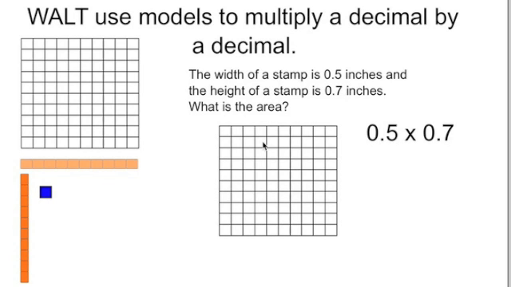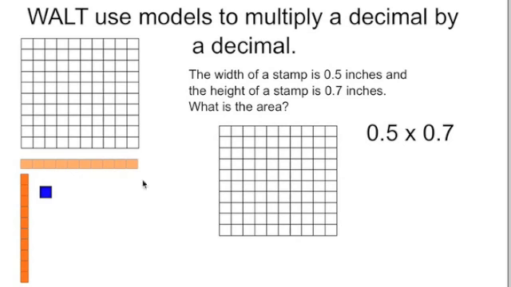So first, we're going to look at this word problem. The width of a stamp is 5/10 inches and the height of a stamp is 7/10 inches. What is the area? For me, it's really helpful to think about these kinds of problems as area because the visual helps me understand why the answer is what it is. So I'm going to show you using this grid right here and these 10 rods what the area of the stamp is. First, the width of the stamp is 5/10 inches.